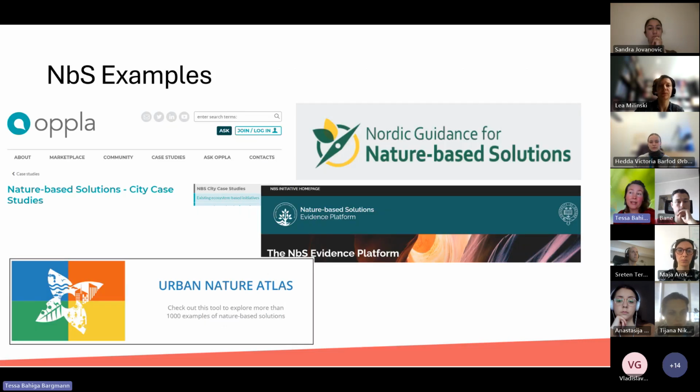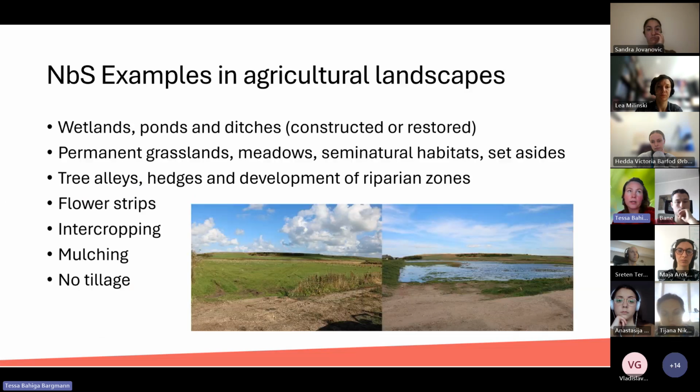Now I'm going to move on to examples. These are just a selection; there are many examples of sites that collect nature-based solutions, but especially the Urban Nature Atlas, which is EU funded as well. Then the NBS Evidence Platform, that's by the University of Oxford, and then I'm shamelessly advertising our site as well, which is the Nordic Solutions one. This is the Nordic Guidance. And all of these pages have case studies in them where nature-based solutions have been done, with further reading attached to those.